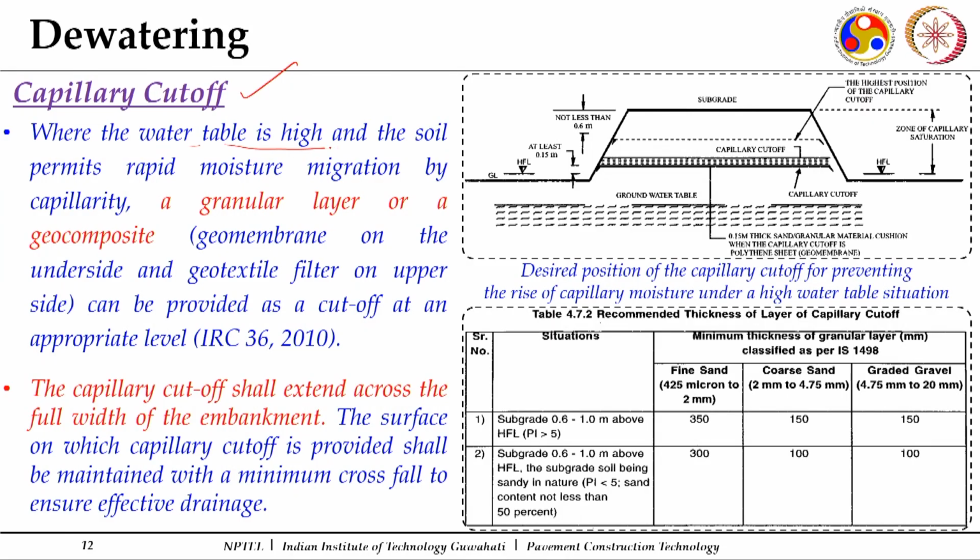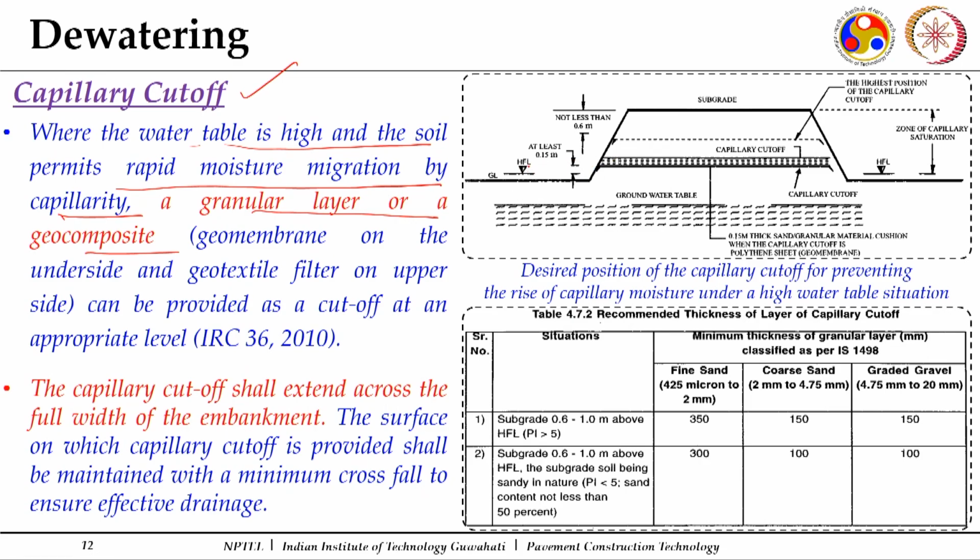So, we can give a capillary cutoff. This is an example. It says where the water table is high and the soil permits rapid moisture migration by capillarity, a granular layer or a geocomposite. Now, here a capillary cutoff can be in the form of your granular layer. A granular layer is provided here. You can see this granular layer is provided here.